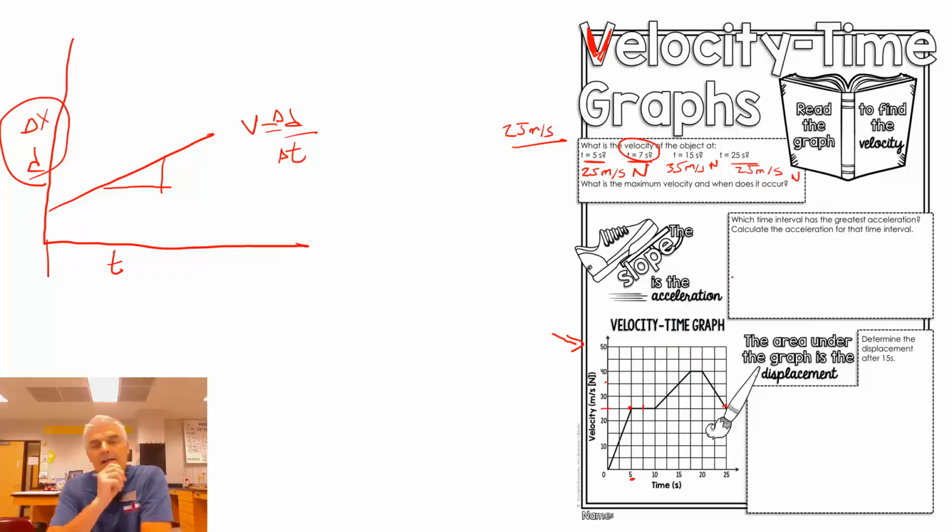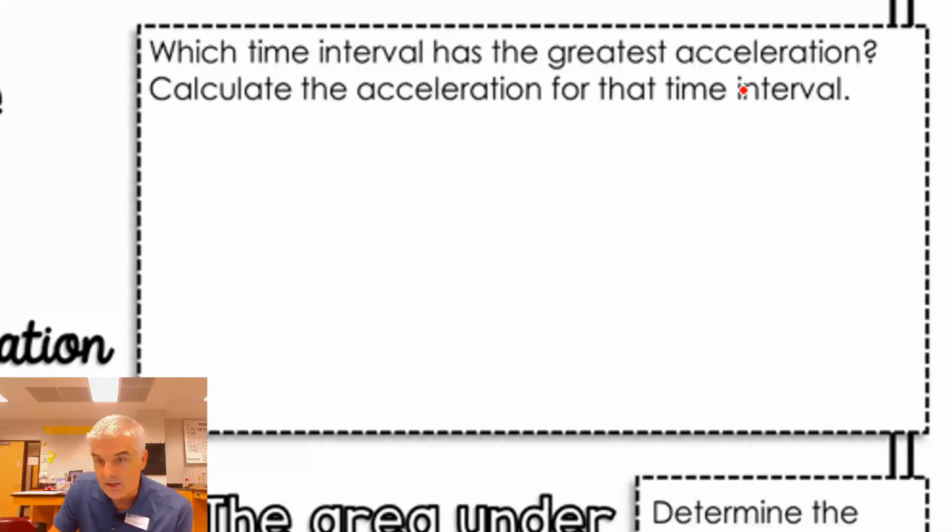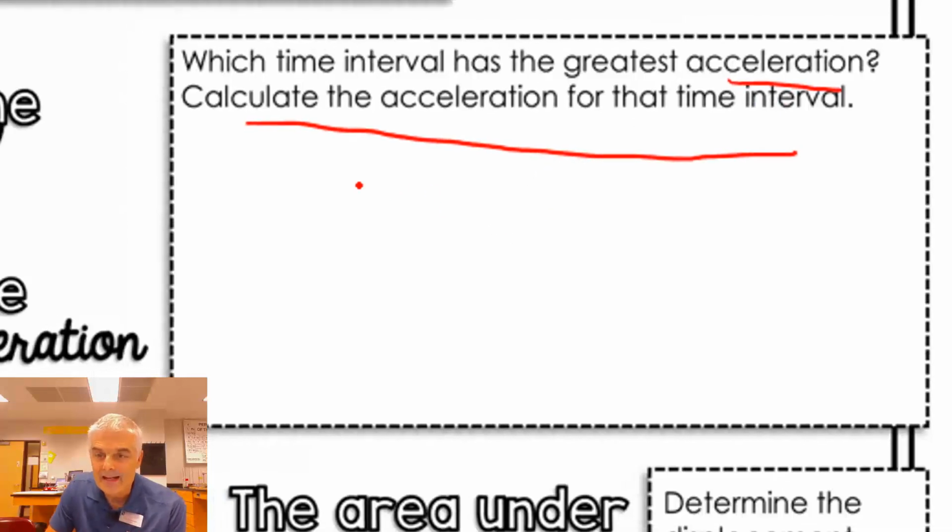So now let's talk about acceleration. Now, we haven't really talked too much about what acceleration is, a little bit. Acceleration is the change in velocity divided by the change in time. So if you think about this, velocity is here and time is here. So acceleration is the slope of the line. Does that make sense? So which time interval has the greatest acceleration? Calculate the acceleration from that time interval.